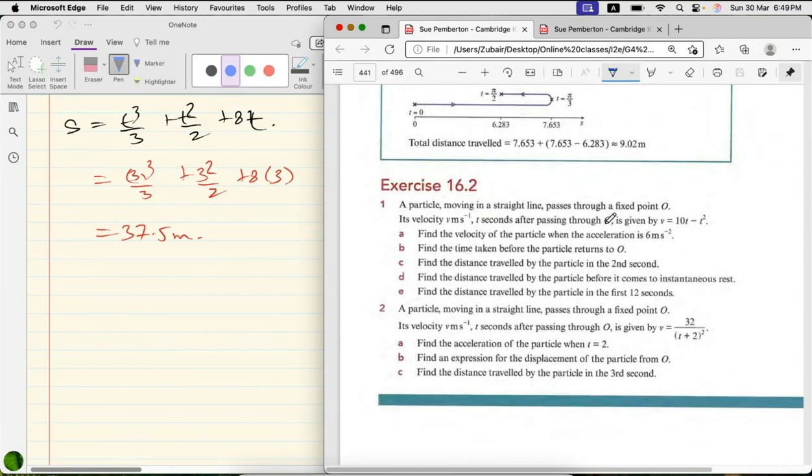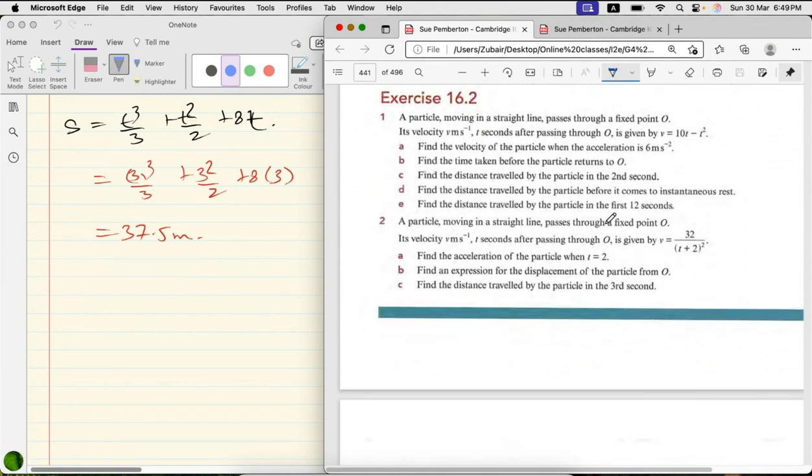Everything is almost same as in 16.1. Try question number 1, 16.2, question 1. Okay.